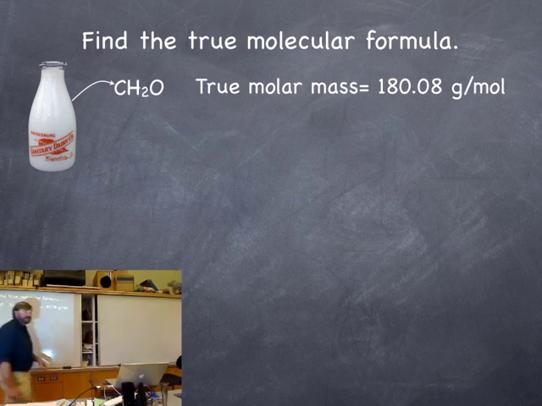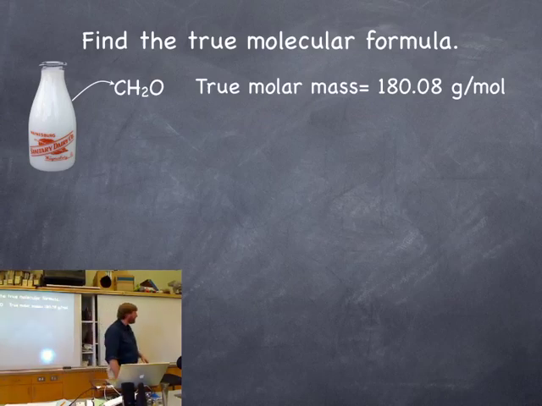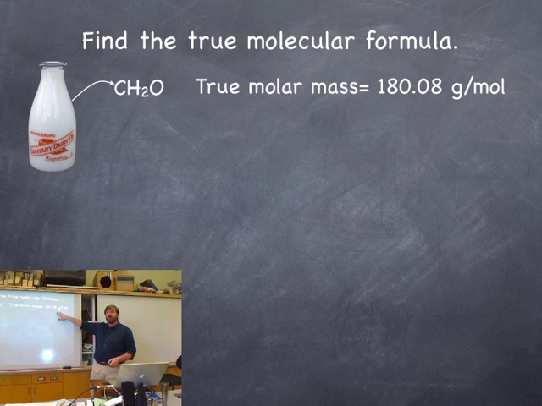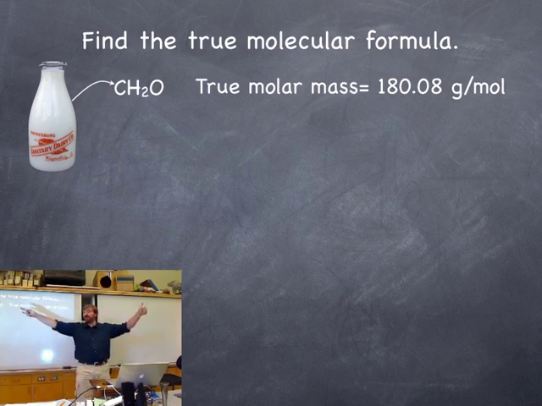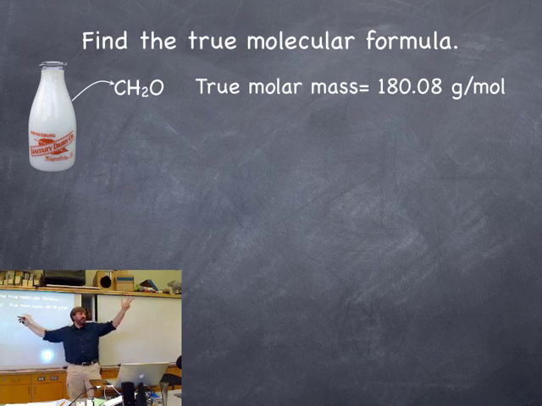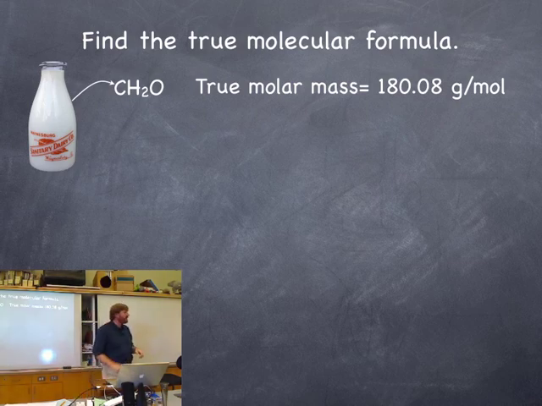All right, so we have the true molar mass. We need to find the empirical formula's molar mass. We take the mass of one carbon from the periodic table, 12. We add 2 hydrogens, that's 2 more. We add 16 for the oxygen, that's a value of 30.03.